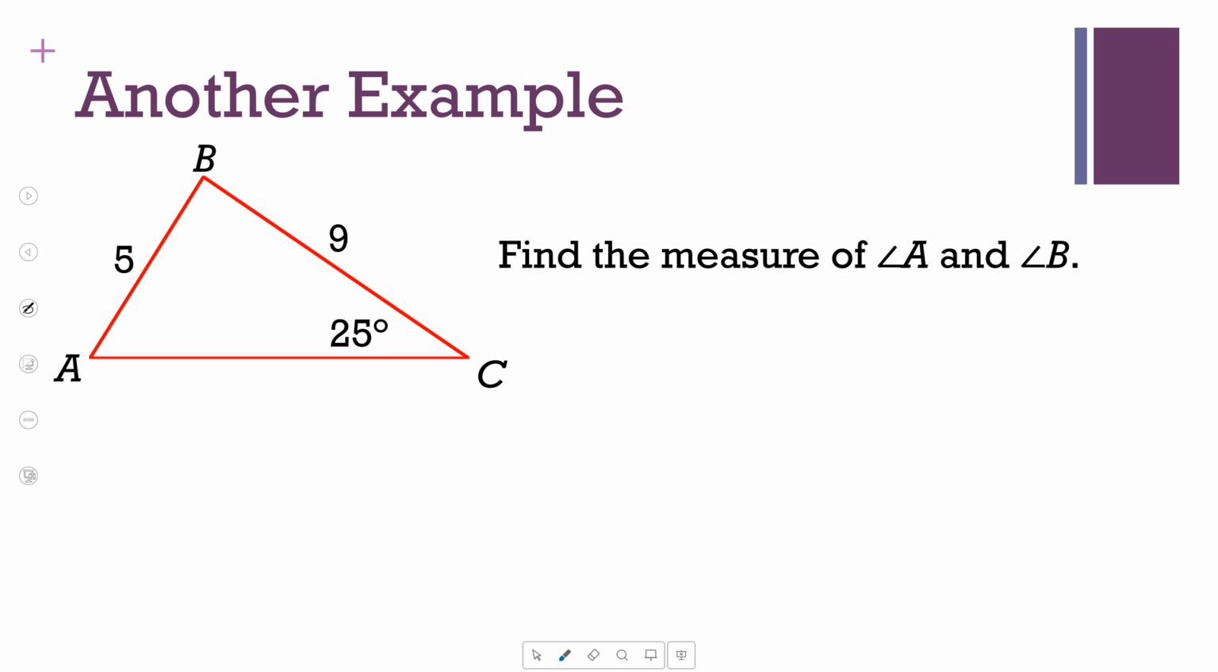Okay. So again, going back to the very beginning, can I use law of sines here? The answer is yes, because it's in a law of sines slideshow, and I have an angle and the side opposite it.